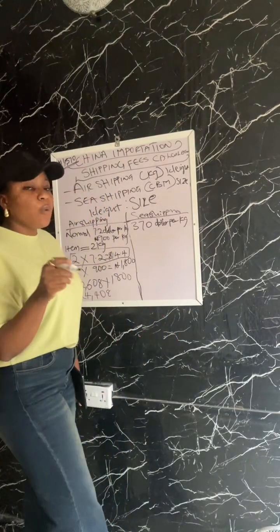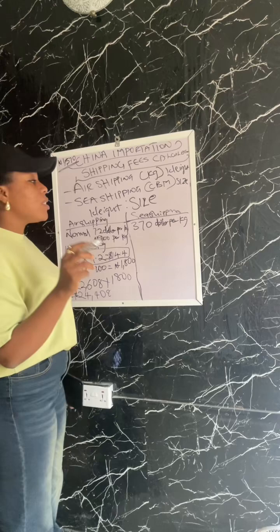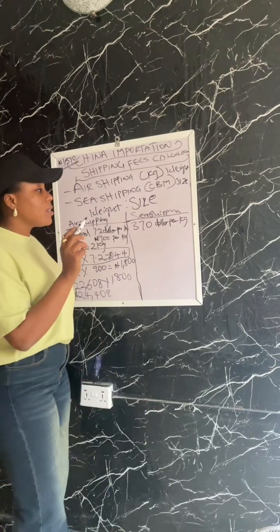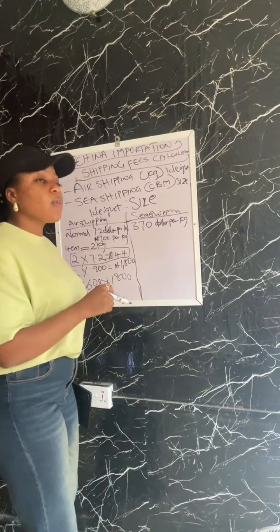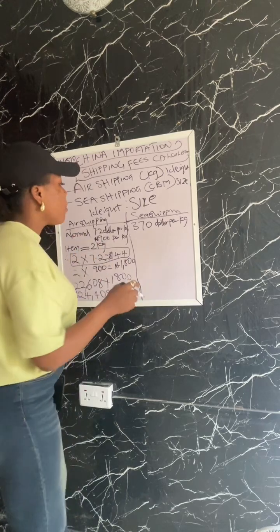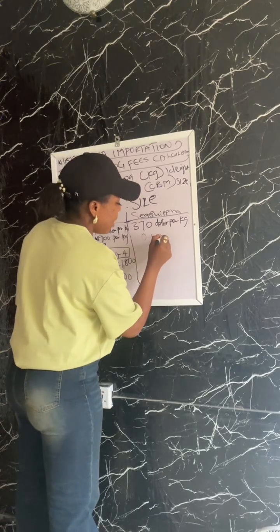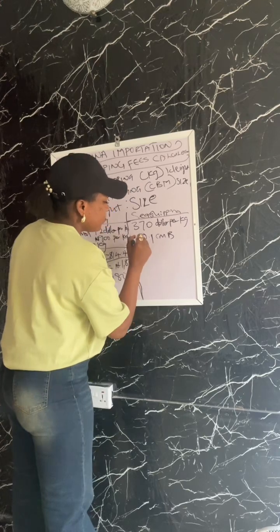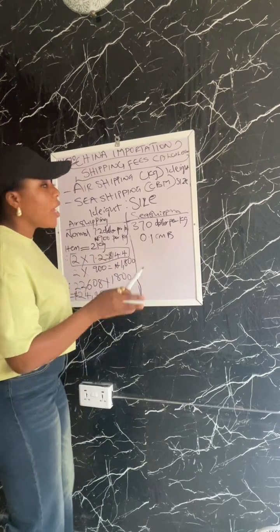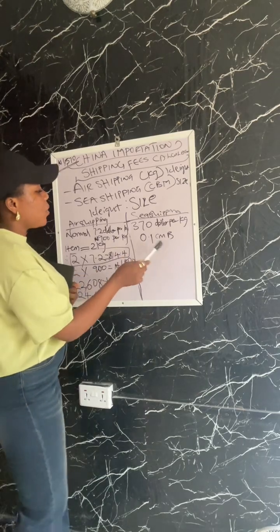Next, you ask your supplier for the CBM of your goods. Let's say, for instance, you want to ship a refrigerator. You ask your supplier, please, what is the CBM of this particular refrigerator or any item you want to ship via sea? Let's just assume it's 0.1 CBM, the size of the item you want to ship from China to Nigeria.